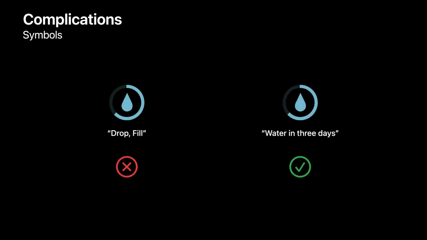Certain iconography, such as SF symbols, may come with a default accessibility label, such as drop fill. But just make sure that the label that comes with the symbol is the one that makes the most sense for you. Water in 3 days makes much more sense for me.